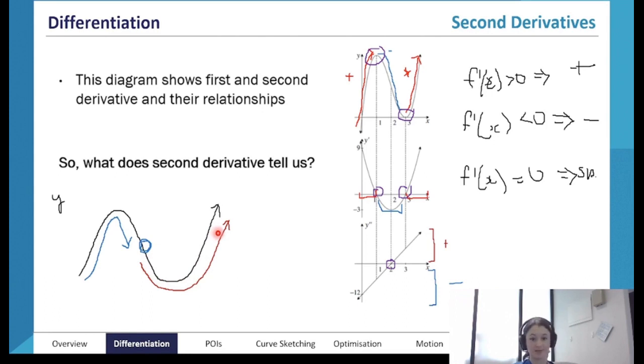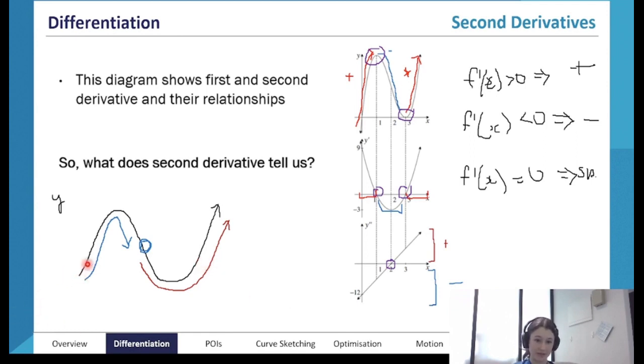and then the gradient is actually increasing again. So it's getting steeper and steeper, it's getting more and more positive. So as you can see, these two arrows tell us about the concavity of the curve, and this is the rate at which the gradient changes, not the actual gradient, whether it's positive or negative, but the rate at which it changes.